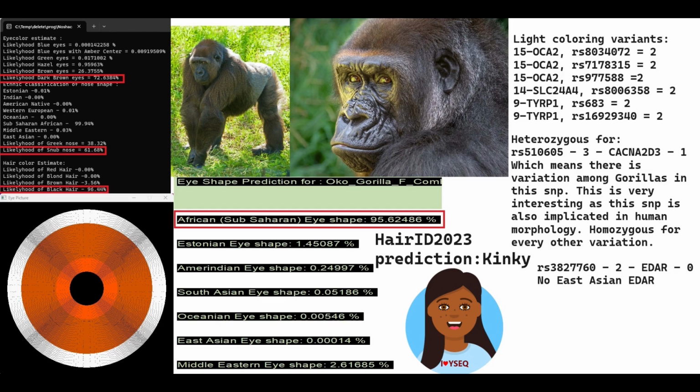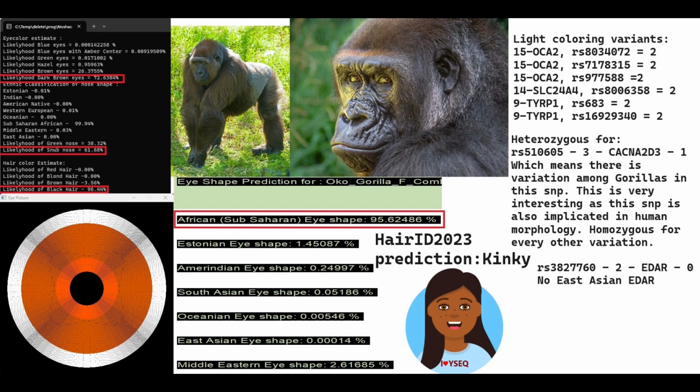When it comes to my eye shape predictor tool, it is saying that she has sub-Saharan African, or basically black, eye shape. You can see the prediction for eye shape is 96% sub-Saharan African, and very insignificant percentages for the other groups. So it seems that in terms of variants that have to do with eye shape, her genotype is kind of similar to Africans and sub-Saharan Africans overall.